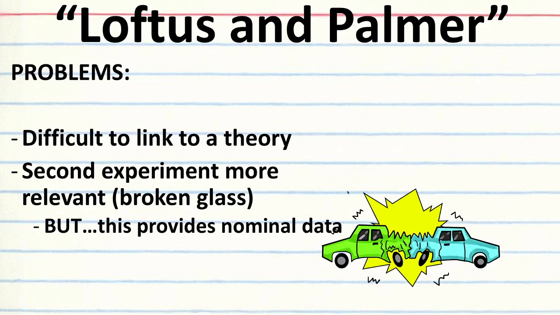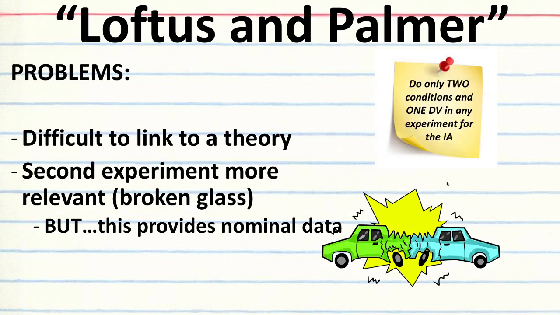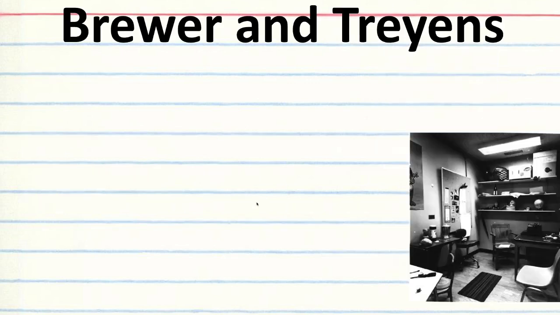And you won't have a measure of spread. So again, you might think that's easier because it's got one less thing to do, but it can just have its own problems. Now, for any experiment, remember, do only 2 conditions and 1 dependent variable. So that's another common mistake students make with Loftus and Palmer. They have all 5 conditions.